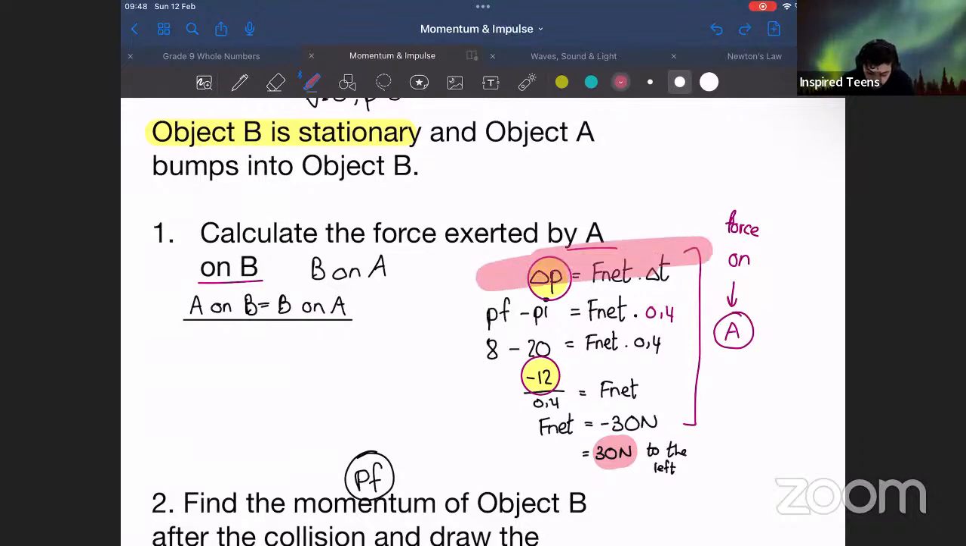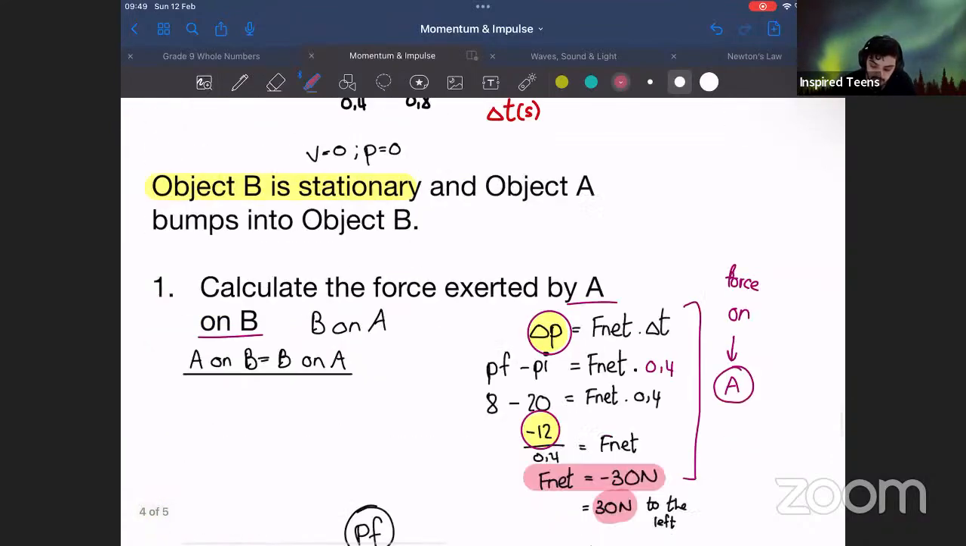But in the calculations, because we have no information about object B, we are using the information of object A, which is fine because the impulse is the same and the net force is the same, but opposite in direction. So keep in mind, the information that we're using in the calculation is for object A. So when we get this final answer, this answer is magnitude and direction for the force exerted on A.